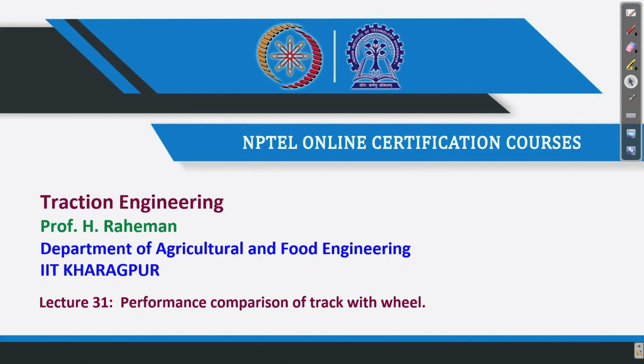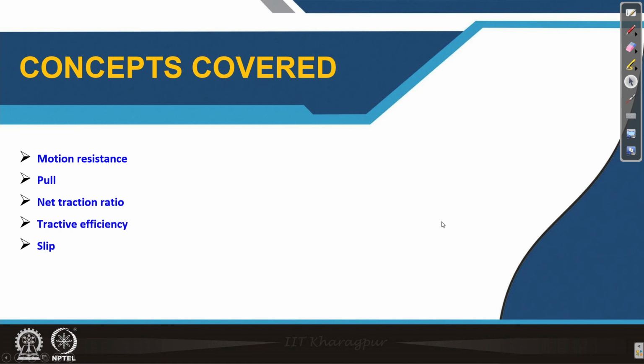This is lecture 31, where I will try to discuss the performance of track and its comparison with wheel. Wheel and track are the two traction elements which are mostly used with tractors. So you have to compare which one will give you better performance. The performance comparison will be carried out based on tractive performance parameters like motion resistance, pull, net traction ratio, tractive efficiency and slip.